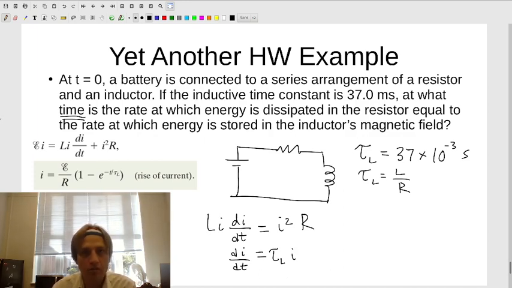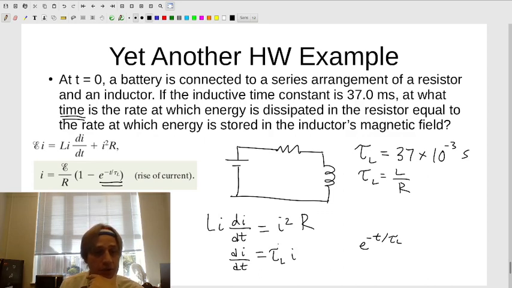And what you can do now is go ahead and use this. Okay, so you know how to take the derivative of that. You can put that in this side. You know how to just put that I directly in here. And what are you going to be solving for? You're going to be solving for t. So essentially what you need to do is isolate all the terms that have e to the minus t over tau, and then take the log of both sides, and then you should get something with a t on it.